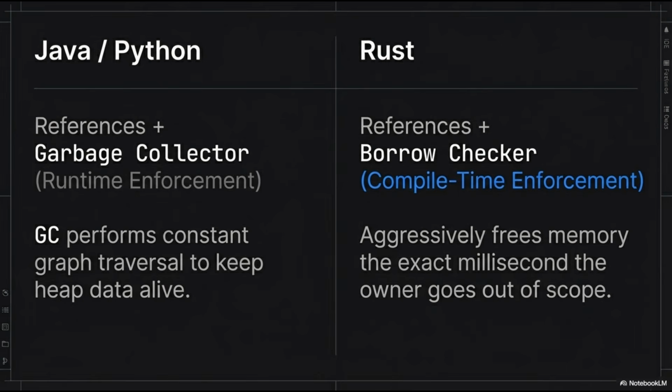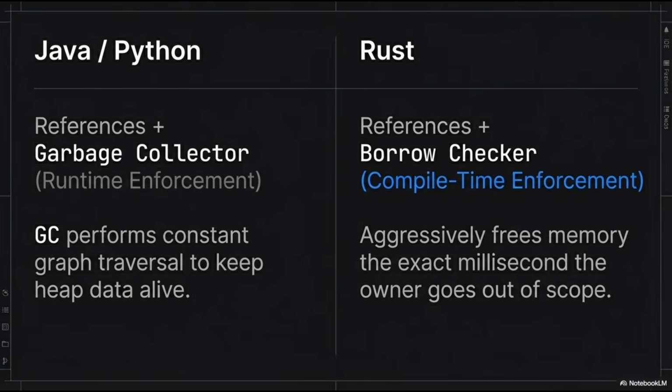The memory is aggressively freed to the exact millisecond the owner goes out of scope. Therefore, the compiler has to enforce uncompromising rules during the build step to ensure those references never, ever outlive the data they point to.